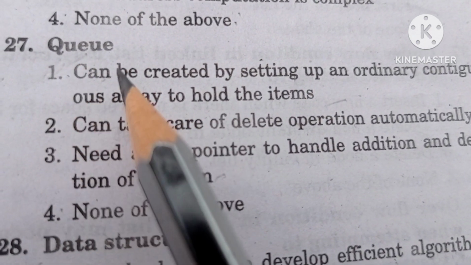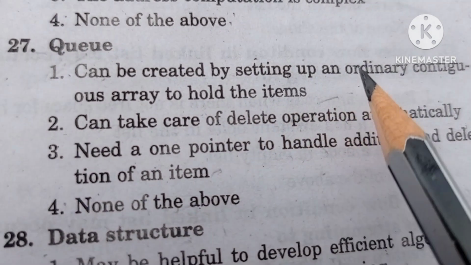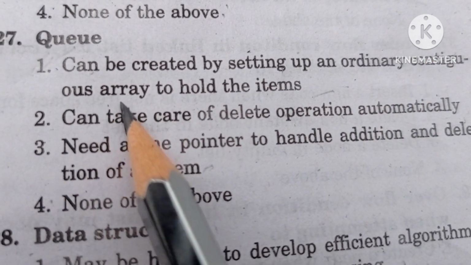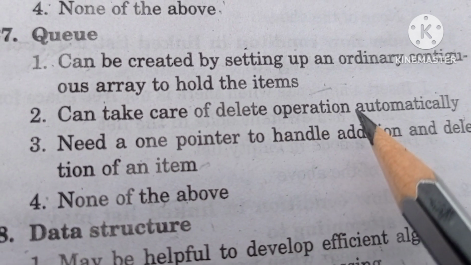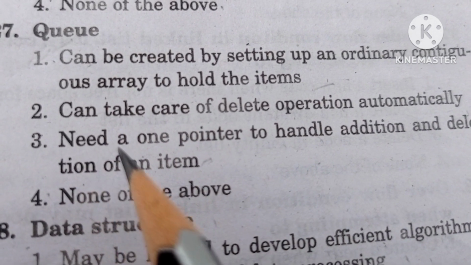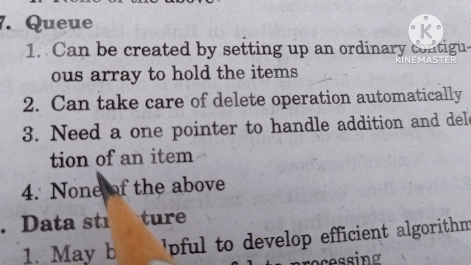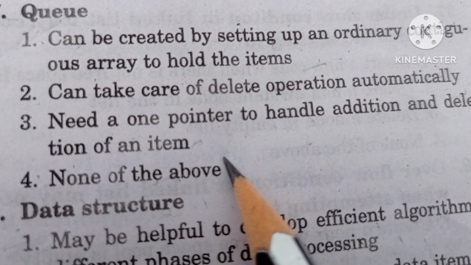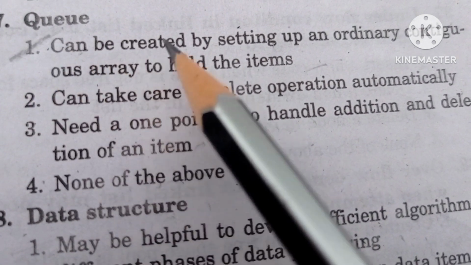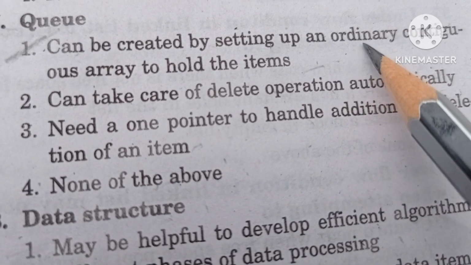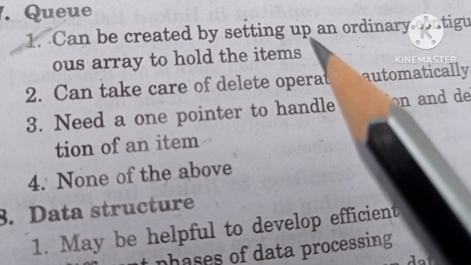A queue can be created. Options: can be created by setting up an ordinary contiguous array to hold the items, can take care of delete operations automatically, needs one pointer to handle addition and deletion of items. None of the above. Answer is can be created by setting up an ordinary contiguous array to hold the items.